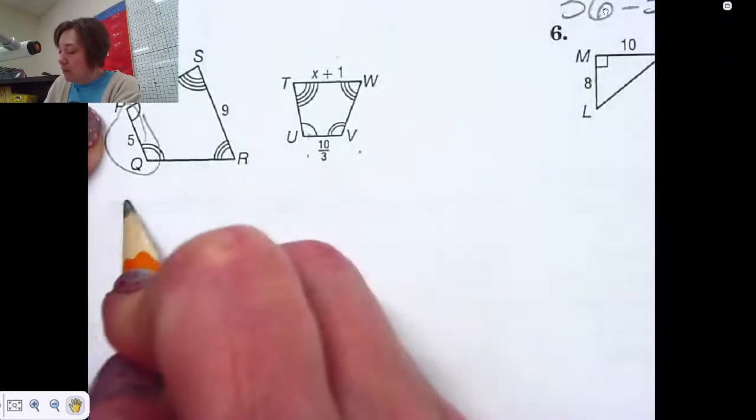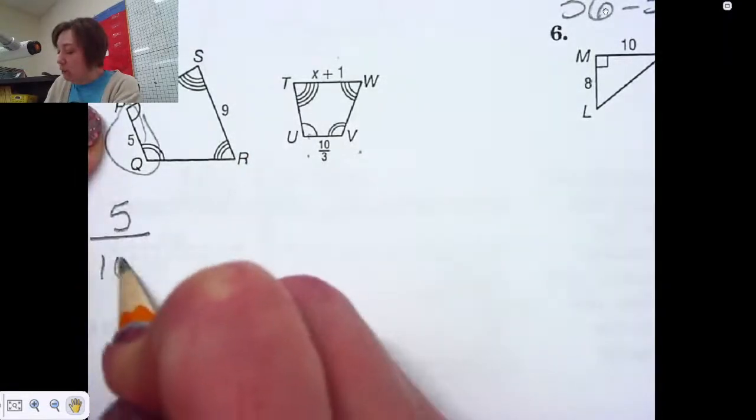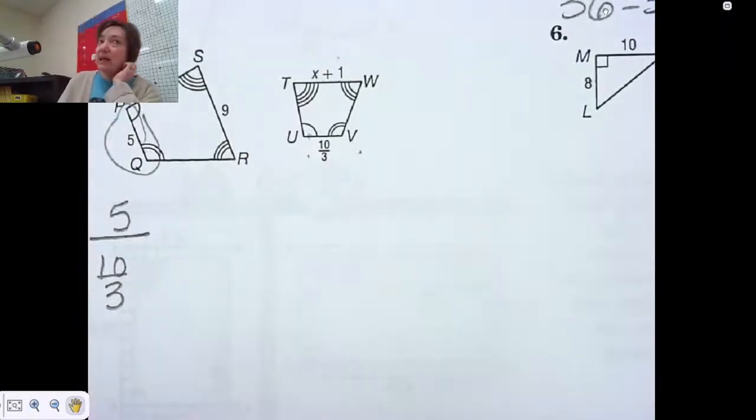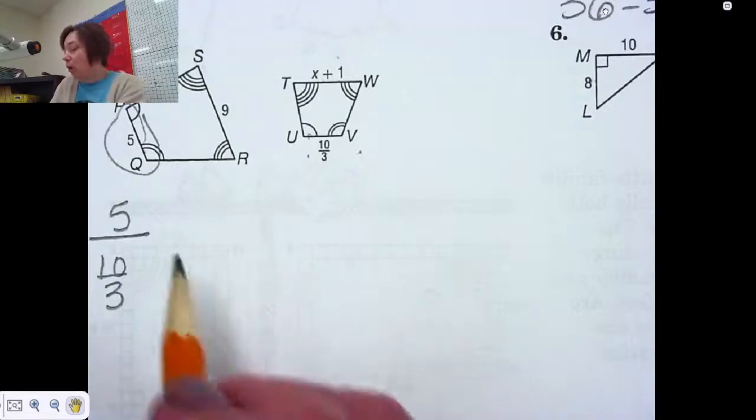So that means we'll set up 5 over 10 over 3. Now, let me just say, you technically are not supposed to put a fraction inside a fraction. You're not supposed to do that. But we're going to.